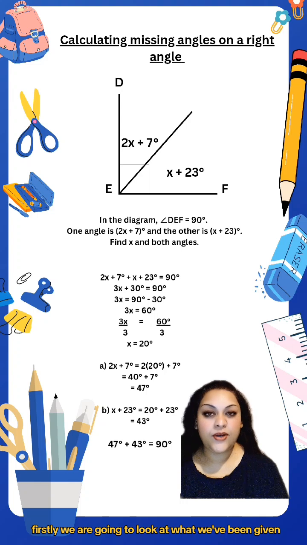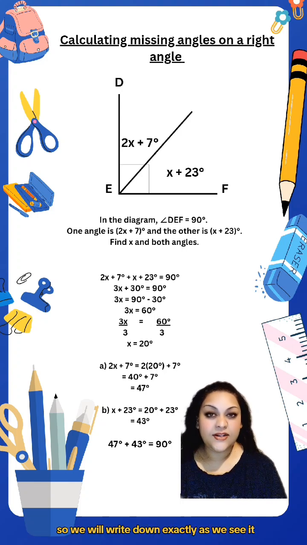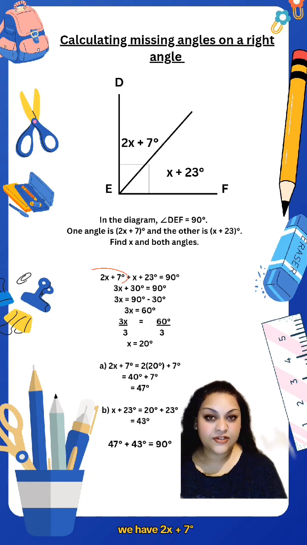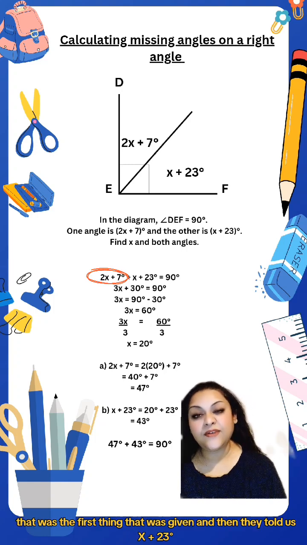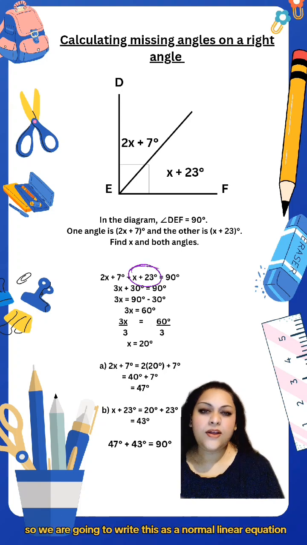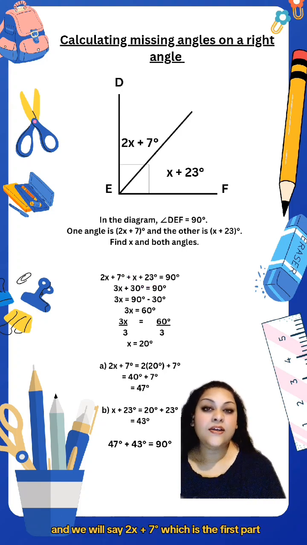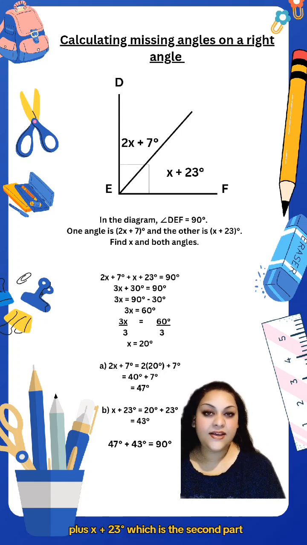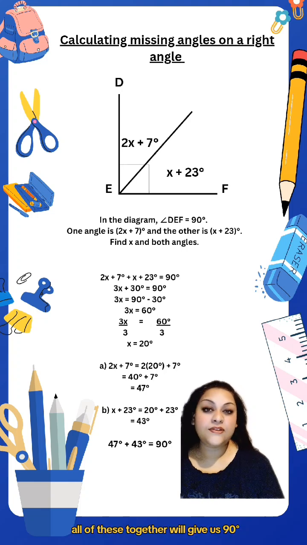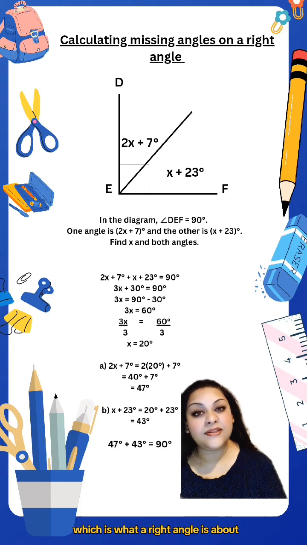Firstly, we are going to look at what we've been given. So we will write down exactly as we see it. We have 2x plus 7 degrees. That was the first thing that was given. And then they told us x plus 23 degrees. So we are going to write this as a normal linear equation. And we will say 2x plus 7 degrees, which is the first part, plus x plus 23 degrees, which is the second part. All of these together will give us 90 degrees, which is what a right angle is about.